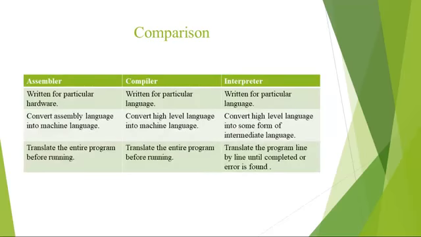Let's draw a quick comparison between assembler, compiler and interpreter. Assemblers are written for particular hardware. We already discussed that an assembler works specifically for assembly language, while compilers are used for high-level languages such as C and C++. So we can say that compilers are written for a particular language. An interpreter similarly works with high-level languages such as PHP and Python. So we can say that interpreters are used for a specific high-level language, written for a particular language.